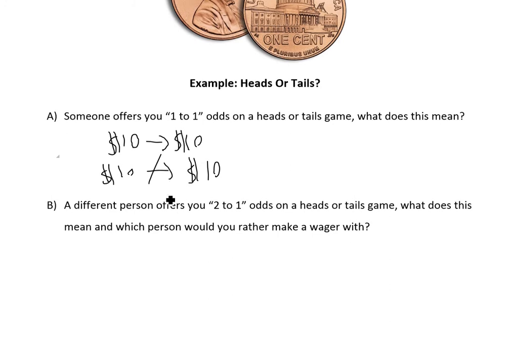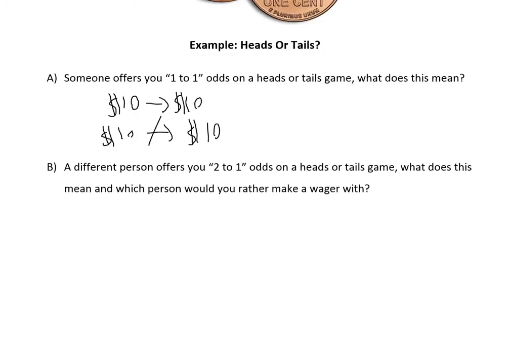In the same sense, we'll go to part B and look at that. It says a different person offers you 2-to-1 odds in a heads or tails game. What does this mean, and which person would you rather make a wager with? When someone gives you 2-to-1 odds, this simply means that if you bet $10 and you win, you're going to win $20 instead of $10. That's where the 2-to-1 comes in.